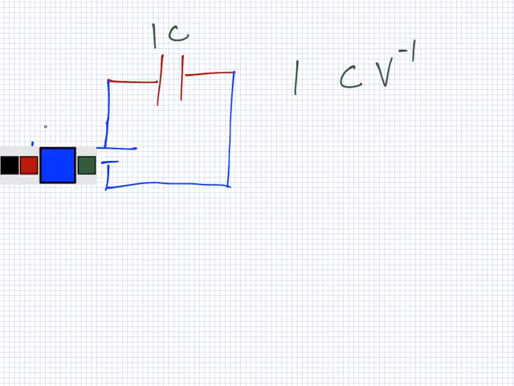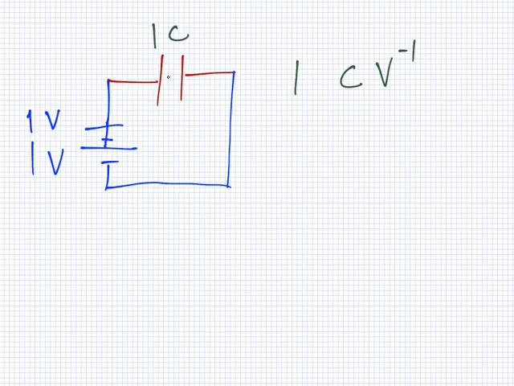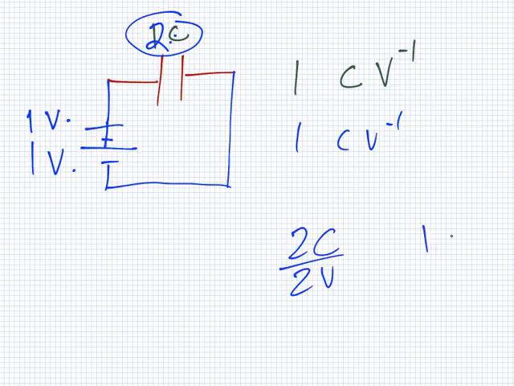So if I then put in a second cell, and it's now another volt, then this can now hold 2 coulombs. So now we still have 1 coulomb per volt, because we have 1 coulomb from this one and 1 coulomb from this one. In total it's 2, but it's still 1 per volt. So it's like 2 coulombs divided by 2 volts. It's still 1 coulomb per volt.